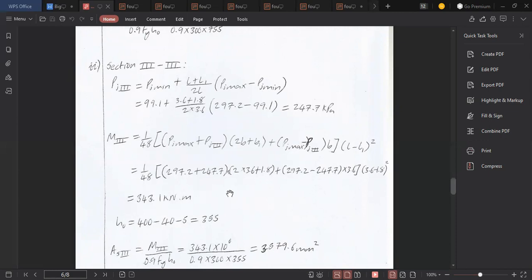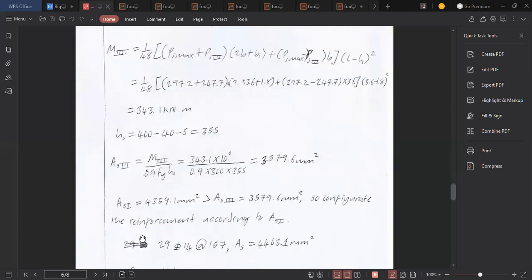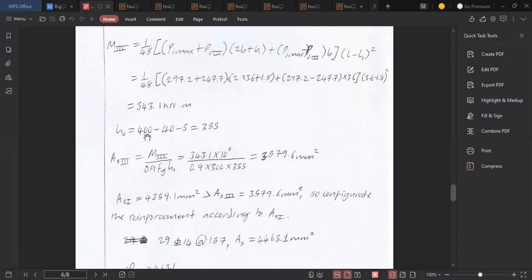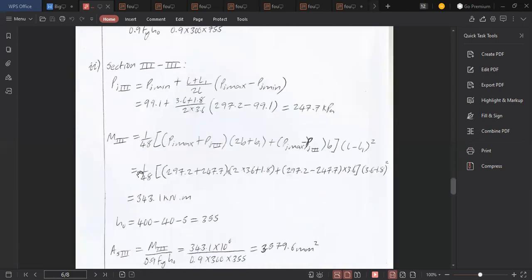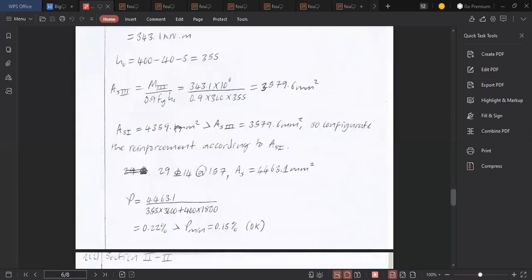And you find that H0 is still the height we chose minus 45. So you find your AS in section 3.3. When you find this AS, we choose the bigger AS.